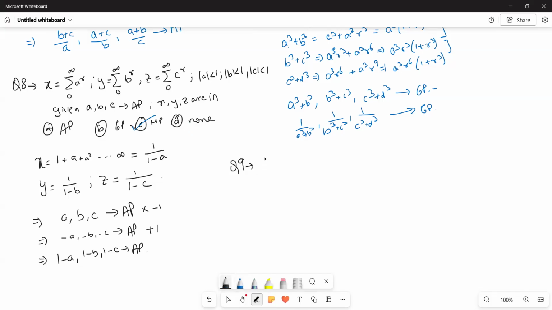Okay, question 9. If 1 plus x, 1 plus x square, 1 plus x power 4, multiplied up till 1 plus x to the power 128, is summation going from 0 to n of x to the power r, find n.